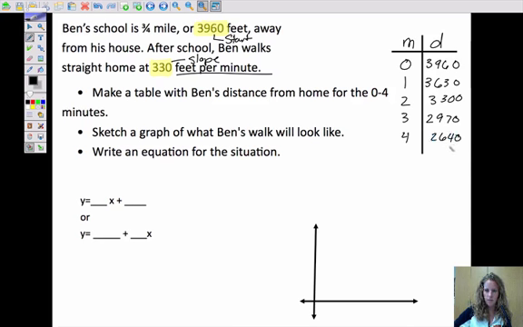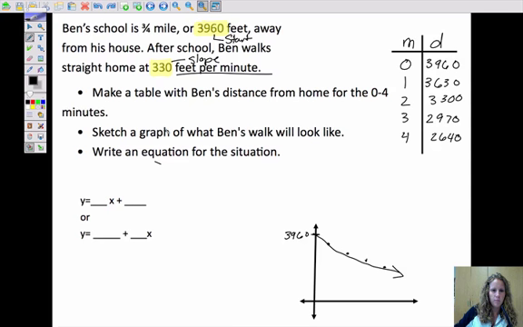And 4 minutes he'd be at 2,640 feet. Okay, so if we make a graph of that, we're going to start up here at 3,960, and we're going down 330 for each minute. So our line is going to be going down there, and I'm sure your graph looks a little better than my sketch there.